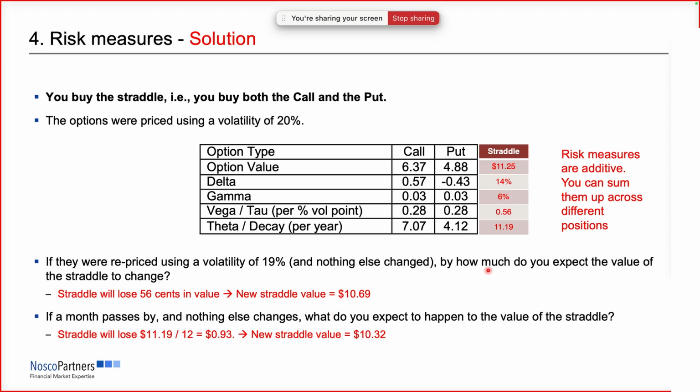The other one we actually already gave the solution in a certain way. We have a theta of about 12. That means if 1 month passes, the option loses about $1. And it goes from 11.25 to something like 10.25. Of course, if you calculate this more precisely, because it was not exactly 12, you see that over a month it loses about 93 cents.